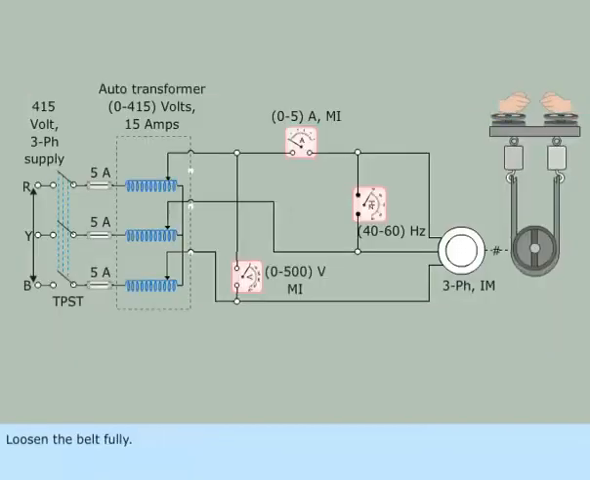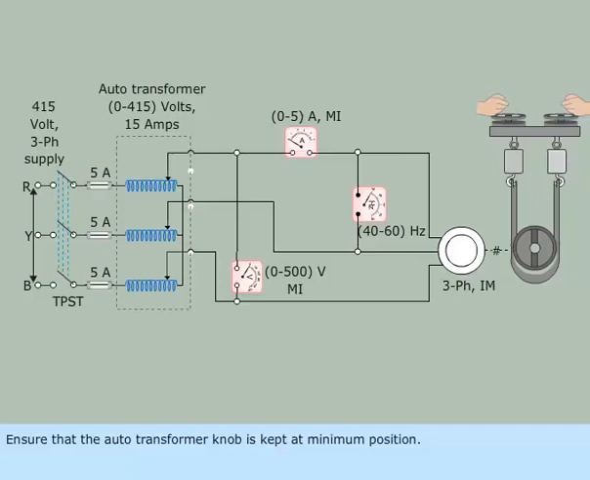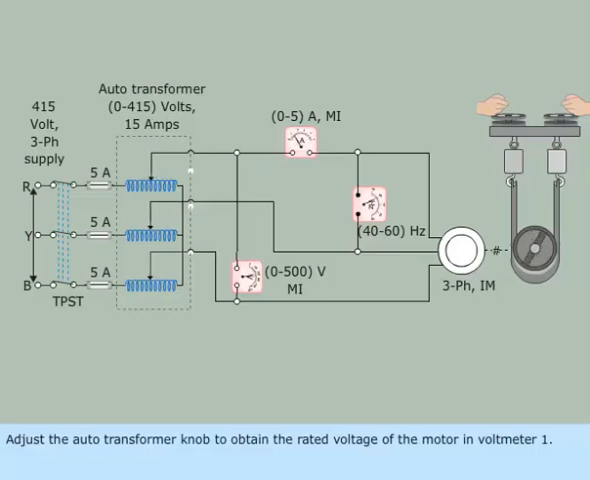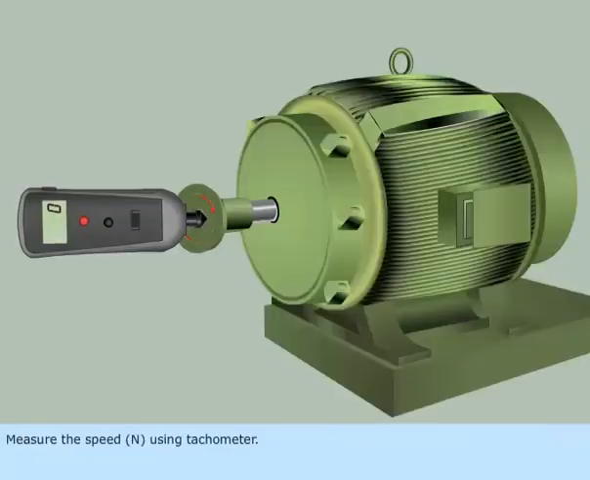Loosen the belt fully. Ensure that the auto transformer knob is kept at minimum position. Switch on the power supply to the motor. Adjust the auto transformer knob to obtain the rated voltage of the motor in voltmeter 1. Measure the speed N using tachometer.